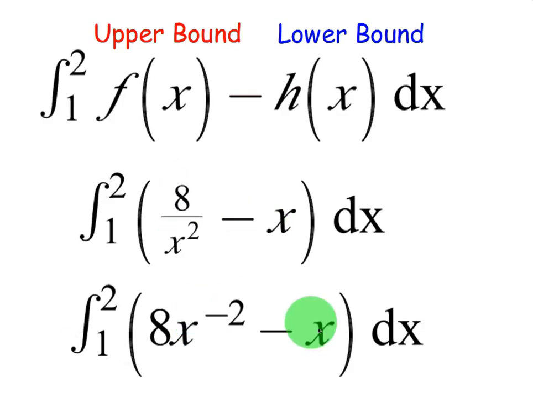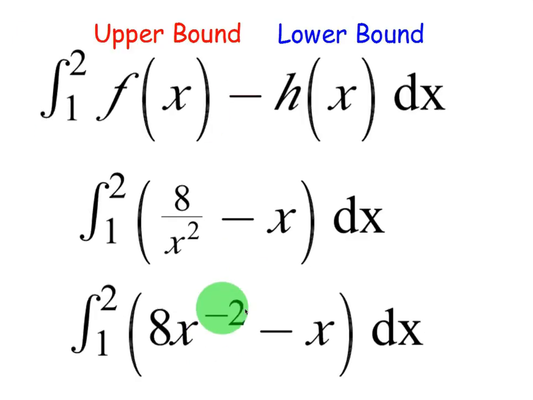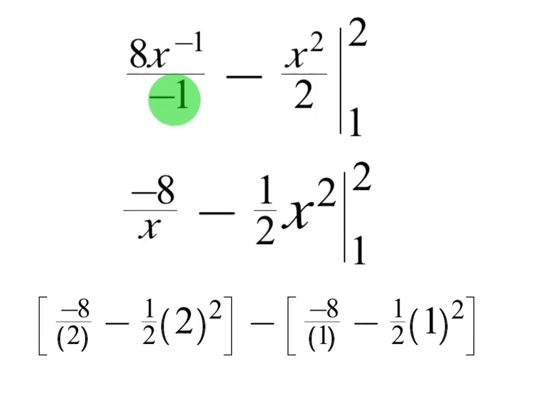We will find the integral. To do that, I'm going to change 8 over x squared to 8x to the negative 2, so I can use the reverse power rule. The antiderivative of that is 8x to the negative 1 over negative 1. Remember, when you're doing an antiderivative, you add 1, so negative 2 plus 1 is negative 1. And then you're going to plug in your upper and lower limits after you simplify this. So this is going to become negative 8 over x, since it's x to the negative 1. Over here, it's just going to become minus 1/2 x squared.